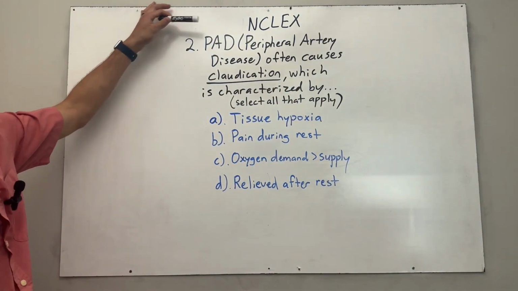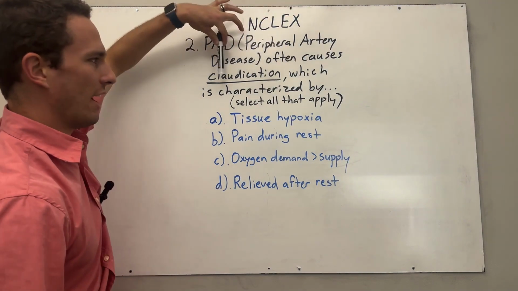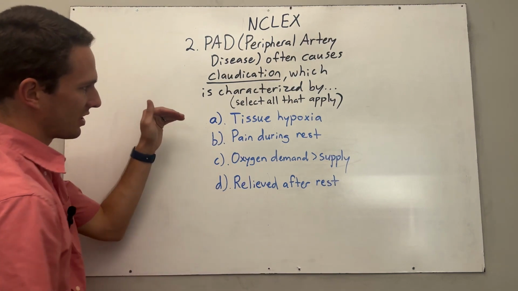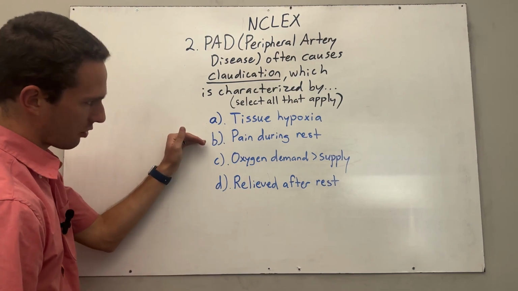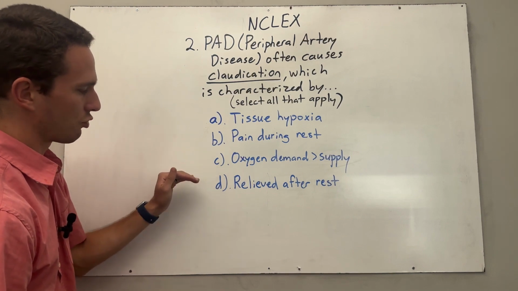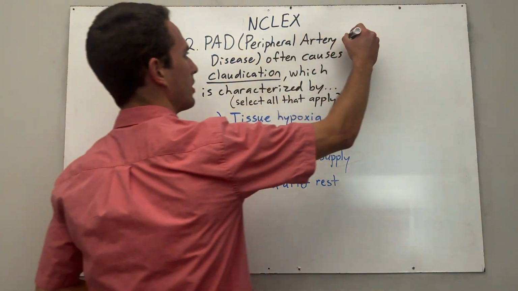NCLEX question number two. We've got PAD, so peripheral artery disease, which often causes claudication, which is characterized by which of the following? So we have to select all that apply. So we've got tissue hypoxia, pain during rest, oxygen demand is greater than the supply, and it's relieved after rest. Okay, so first off, we need to know what peripheral artery disease is.